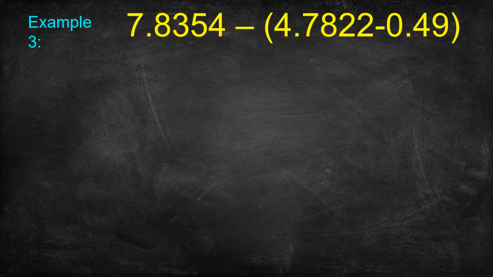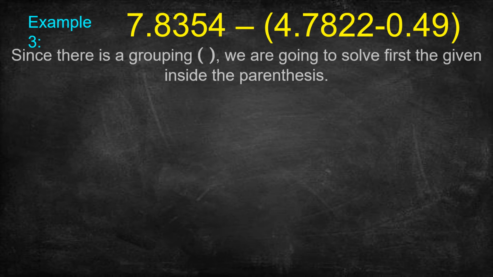Okay, now let's proceed with example number 3. We have here 7 and 8,354 10,000s minus groupings of 4 and 7,822 10,000s minus 49 hundredths. So, kung mapapansin nyo, meron siyang parentheses or we have groupings. Since there is a grouping or symbol of parentheses, we're going to solve first the given inside the parentheses.